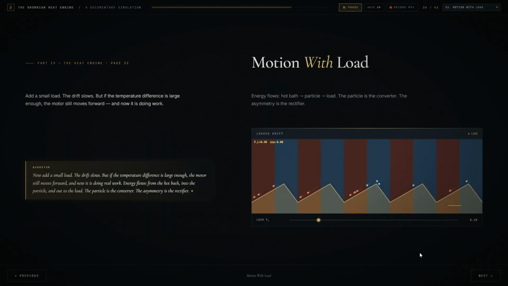Now add a small load. The drift slows. But if the temperature difference is large enough, the motor still moves forward, and now it is doing real work. Energy flows from the hot bath into the particle and out to the load. The particle is the converter. The asymmetry is the rectifier.